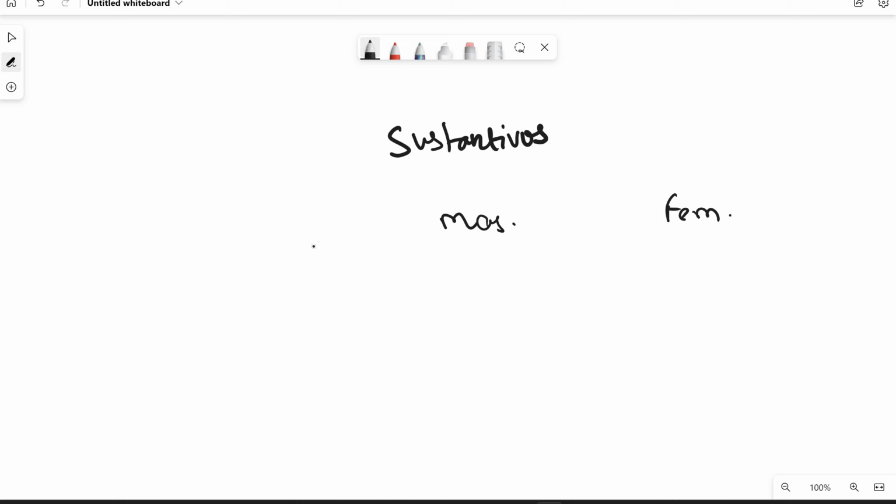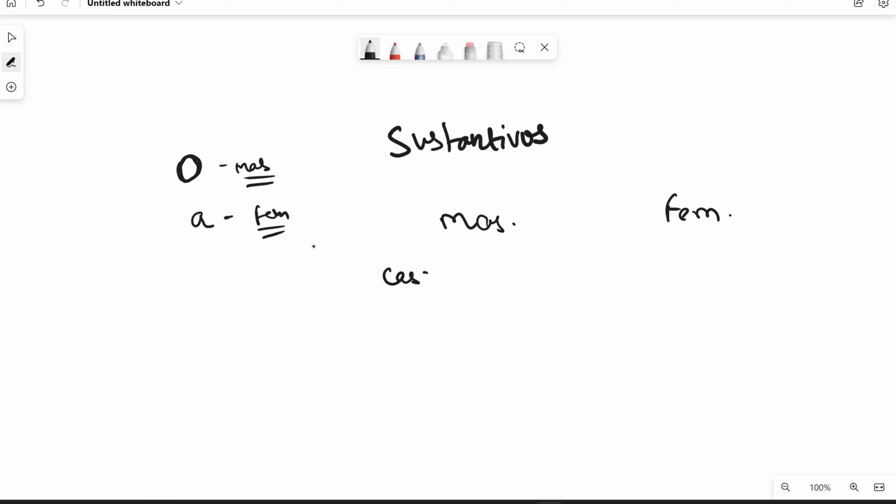So how do you figure out which noun is masculine and which noun is feminine? It is one of the most important aspects of learning Spanish because everything in Spanish changes according to the number and the gender of the noun. So most of the nouns, I would say 99% of the nouns that end in o are masculine, and 99% of the nouns that end in a are feminine.